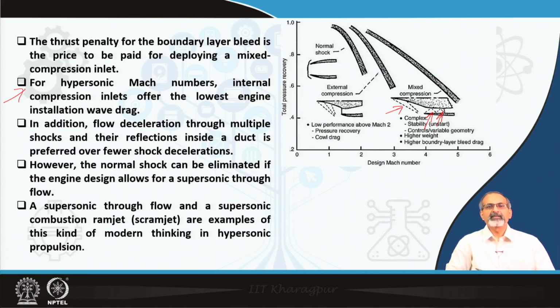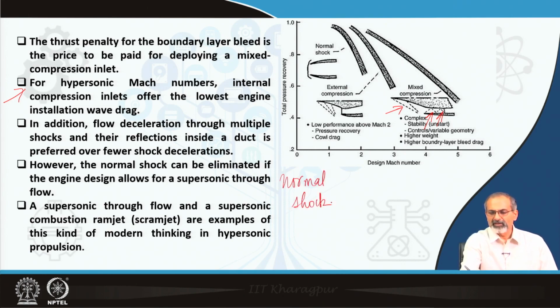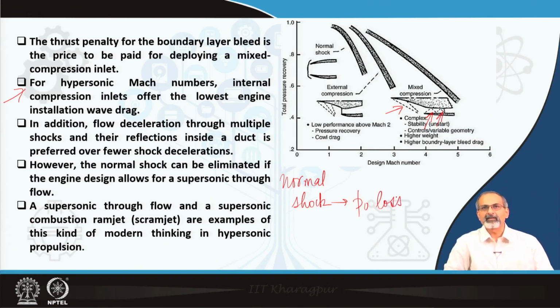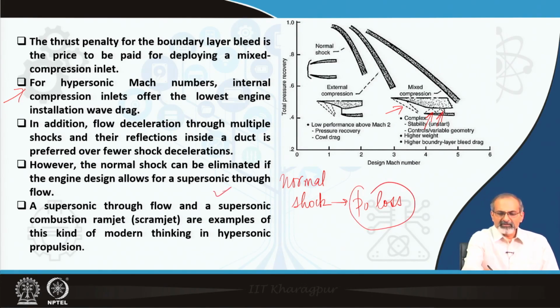Now, if the engine is going to work at subsonic Mach numbers, you do not have a choice but to create a normal shock, which obviously will lead to a significant P naught loss. Only thing is that if you can create that normal shock at a reasonably low free stream Mach number by gradually slowing down the flow through oblique shocks before you create the final normal shock, then the P naught loss will be minimized. However, if the engine is operating in such a manner that it can handle supersonic through flow, then you do not really need to create such kind of a situation.